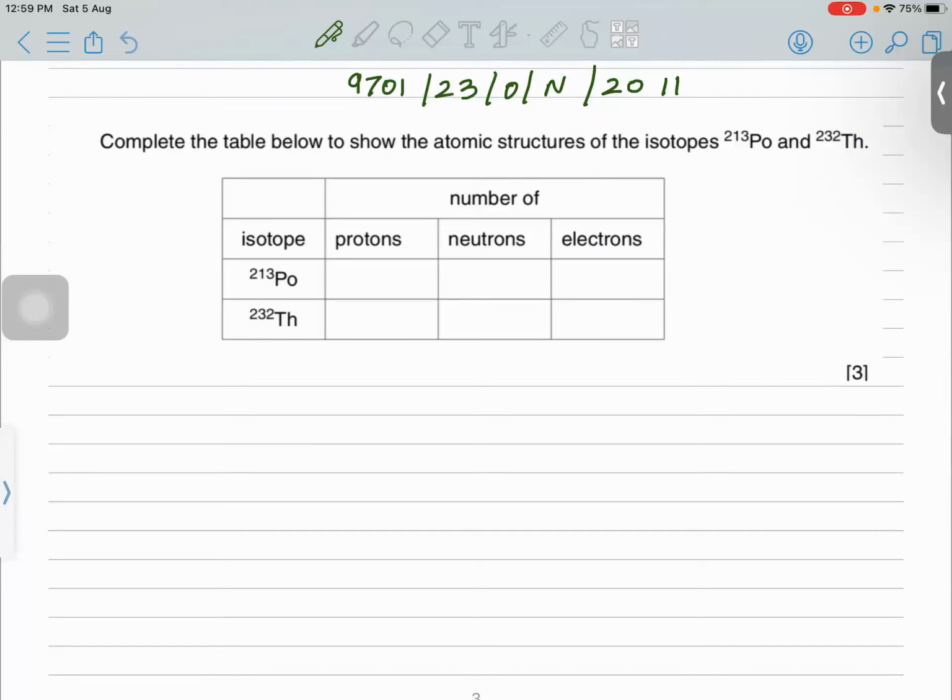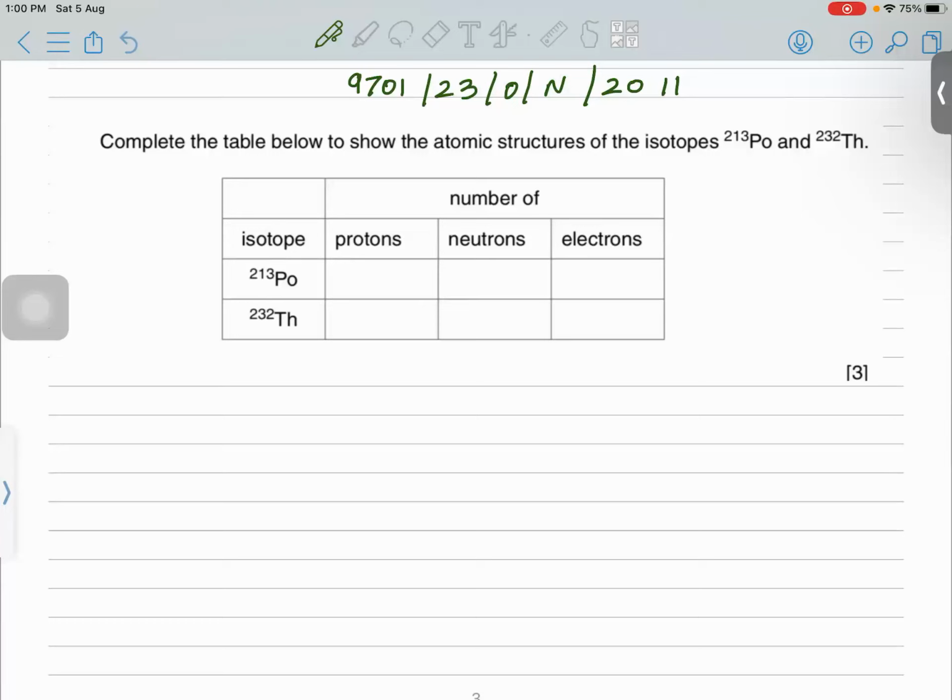Wait, let me just check. You are Abdullah? No, my name's Hamza. Hamza. Hamza, the question is given, right? You have to find the number of protons, electrons, and neutrons. So which particle would you like to find first?